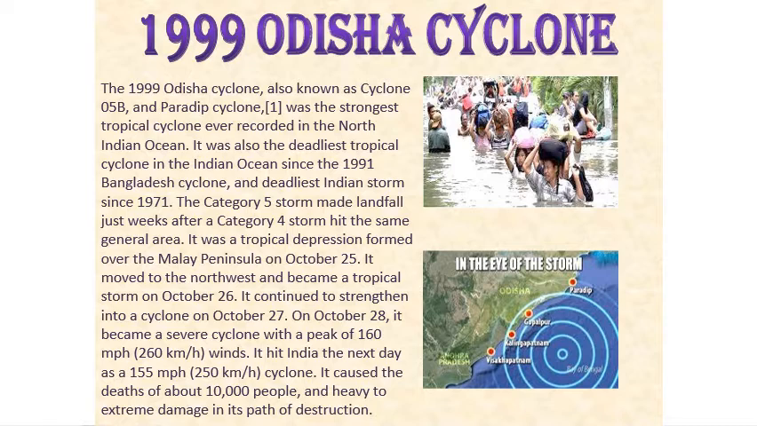It was a tropical depression formed over the Malay Peninsula on October 25. It moved to the northwest and became a tropical storm on 26 October. It continued to strengthen into a cyclone on 27th October. On 28th, it became a severe cyclone with a peak of 160 miles per hour, that is 260 km per hour wind. It hit India the next day as a 155 mph, that is 250 km per hour cyclone. It caused the death of about 10,000 people and extreme damage in its path of destruction.